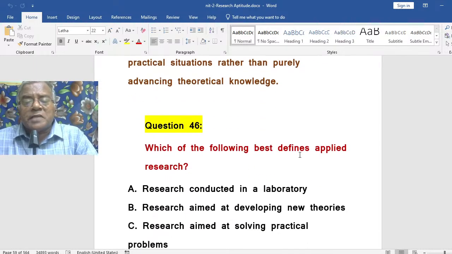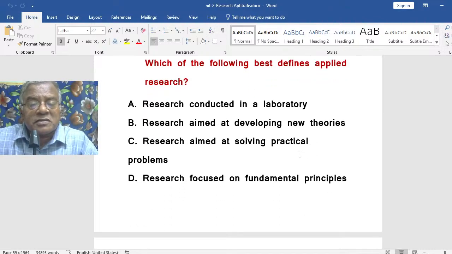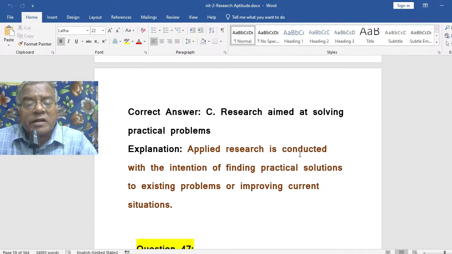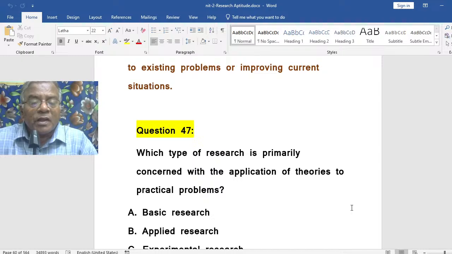Which of the following best defines applied research? Out of these four alternatives, it is aimed at solving practical problems. Applied research is conducted with the intention of finding practical solutions to existing problems or improving current situations.